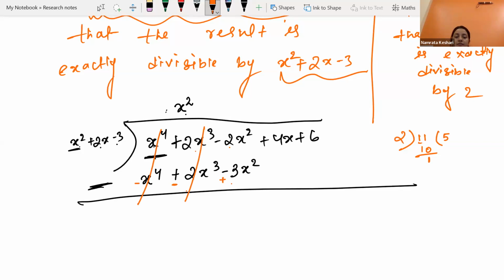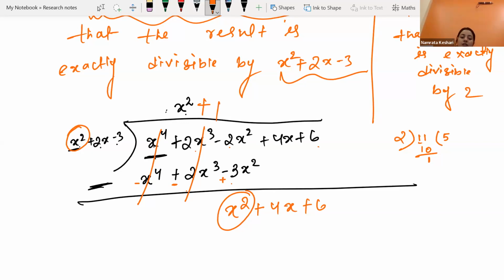Yes, Tejas, Safia, Sazia, Farhan. Yes, ma'am. Just x square, right? Yes, ma'am. Okay. Then we copy down this 4x, then we copy down the 6 also, and again we repeat the same question: what should we multiply with x square to get x square? So 1, right?